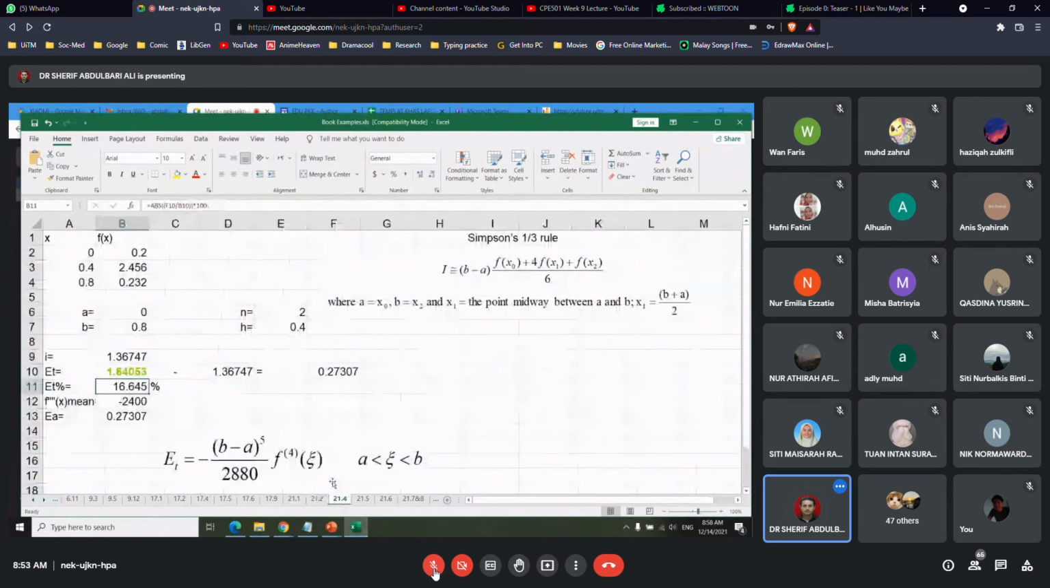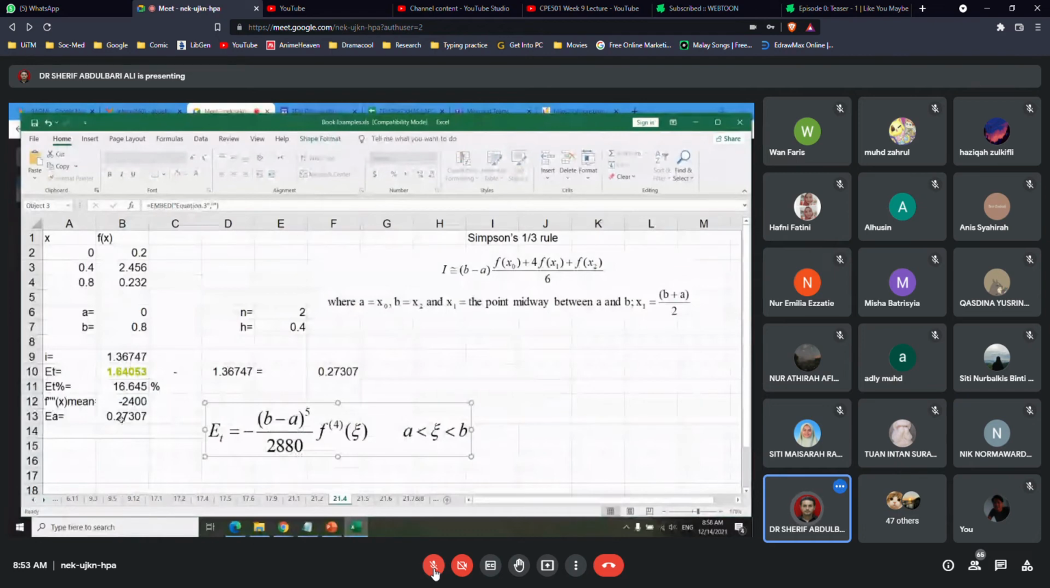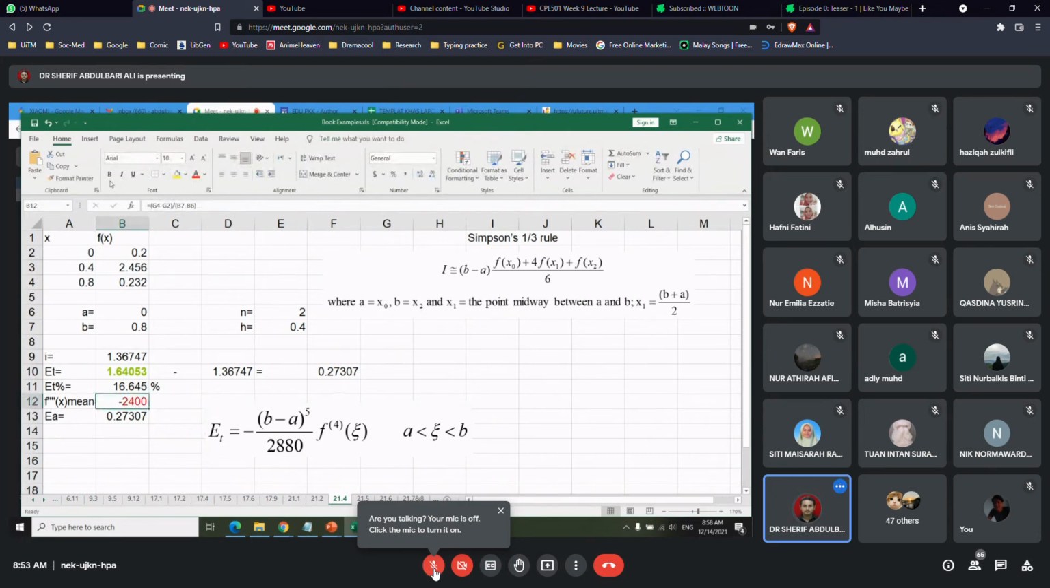Okay, so now I want you to try this equation in here to get the answer of the approximate error, which is 0.24. Remember that this one here is the mean of the fourth derivative of the function. I'm going to give you about 5 minutes to get the answer. It's supposed to be this portion in here, or the mean of the fourth derivative of the function, equal to negative 2,400. You need to get this answer for this part.